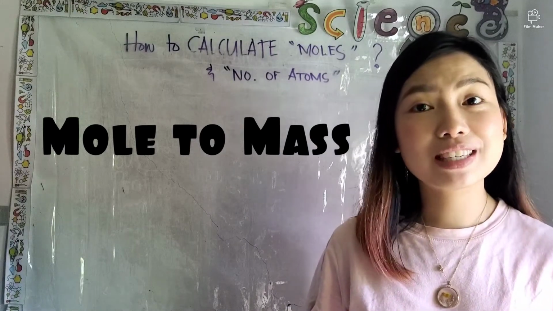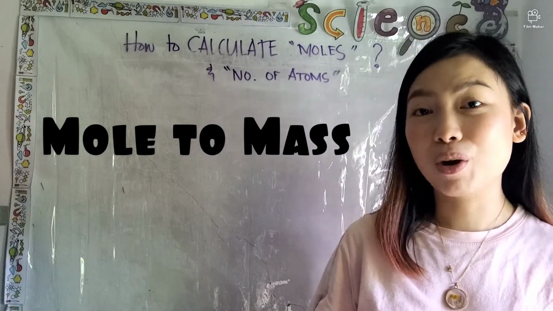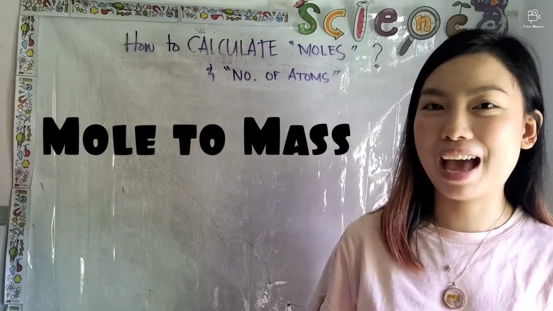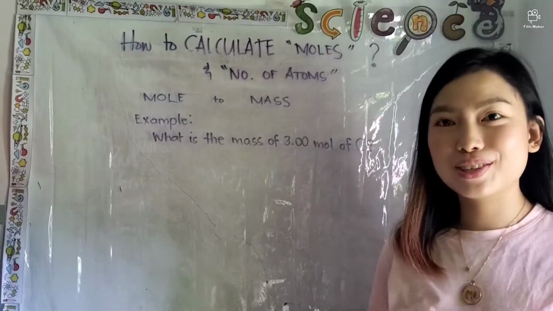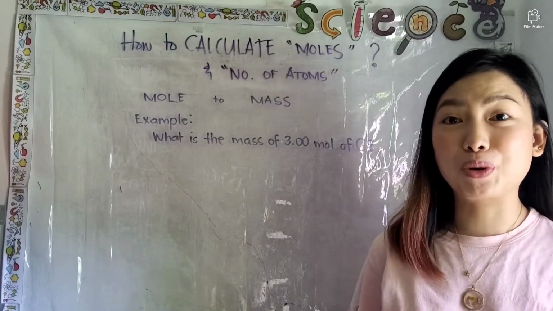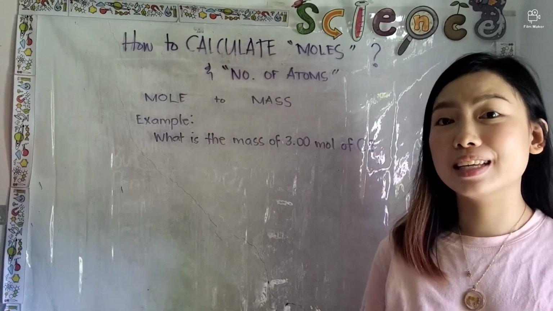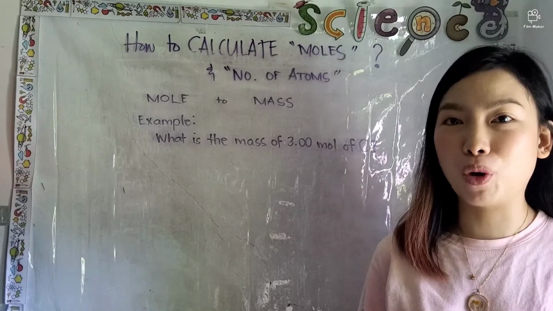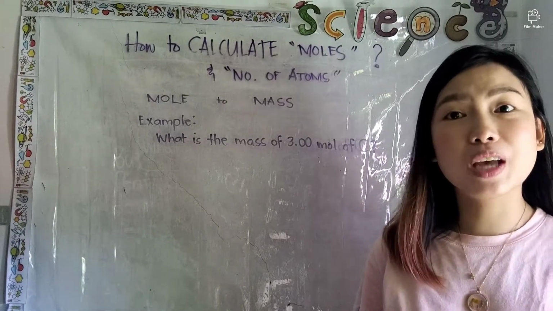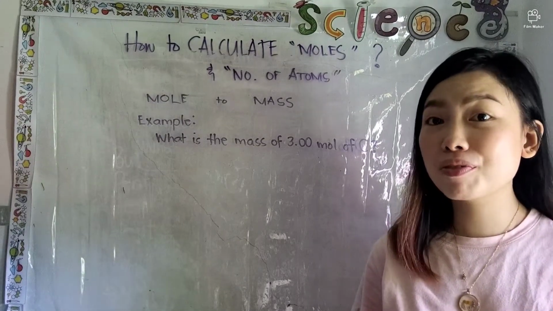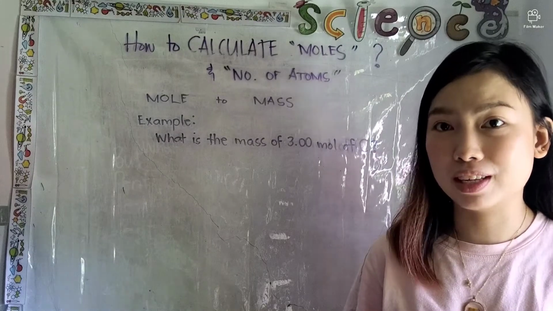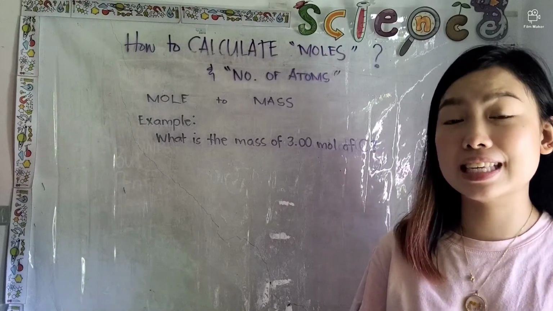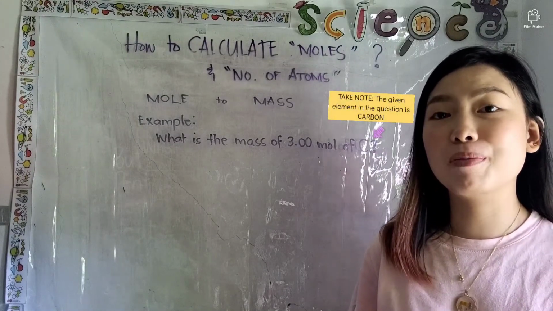So for us to understand the computation of mass, of mole to mass, let us have an example. Okay, so this would be our example number 1. What is the mass of 3.00 mole of C? Now, in this example, we have a specific element given in the question, and that is C. C stands for the element carbon.